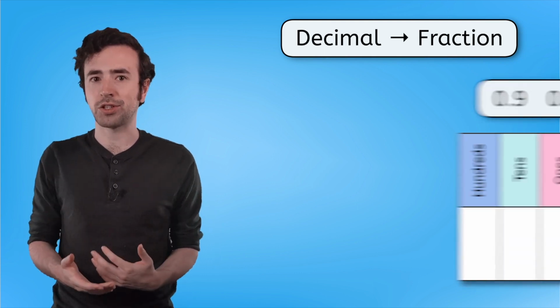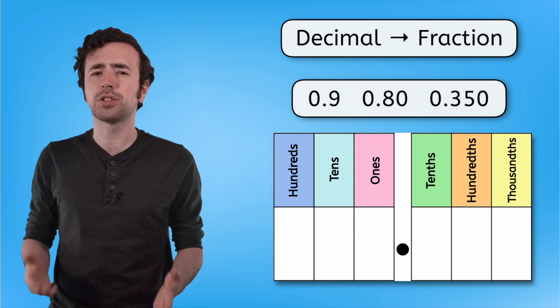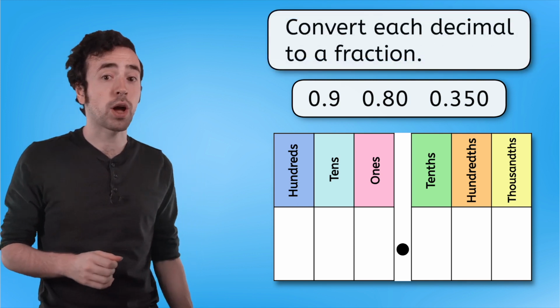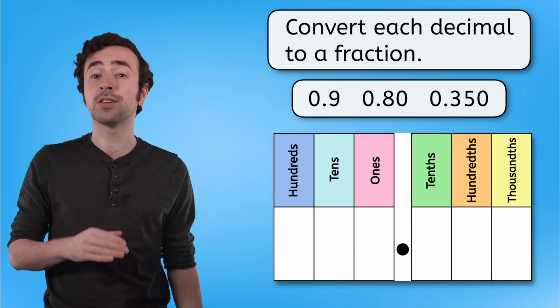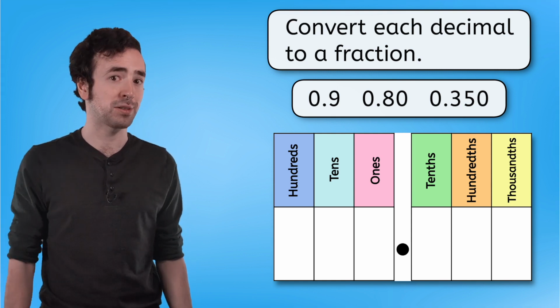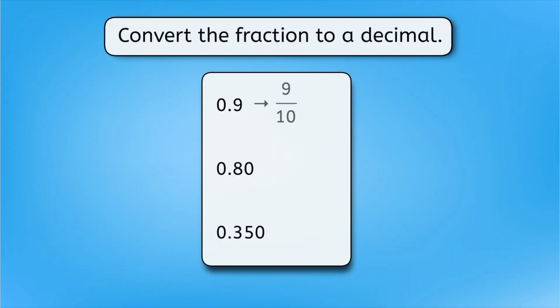What if we need to convert the other way, a decimal to a fraction? Luckily, decimal place values give us a quick starting point. Why don't you give it a try? Pause here to try converting 9/10ths, 80 hundredths, and 350 thousandths to fractions. 9/10ths can be written as 9 over 10, 80 hundredths as 80 over 100, and 350 thousandths as 350 over 1000.